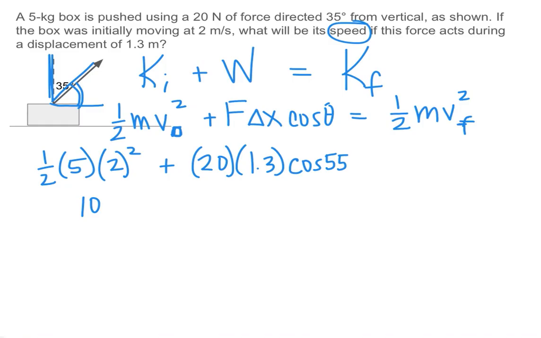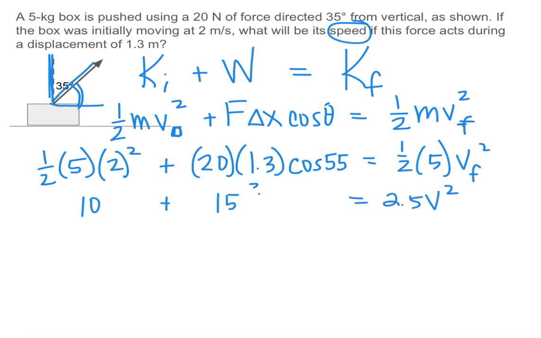All right, and that together comes out to be, I think, about 15 joules. That's right. I don't remember that number off the top of my head here. Let me quick check it. Yeah, 15 joules, actually about 14.9, but about 15 joules. And then that will equal 1/2 times my mass times my new speed that I'm trying to find squared. So that's going to equal 2.5 times my speed squared.